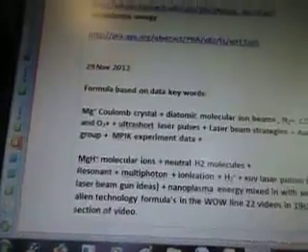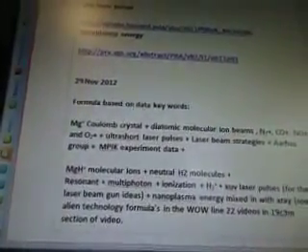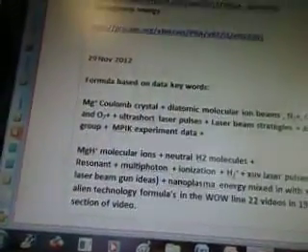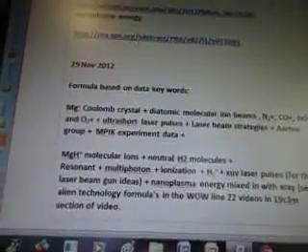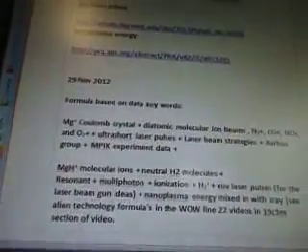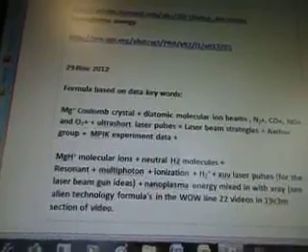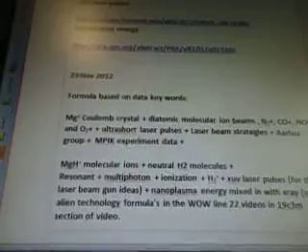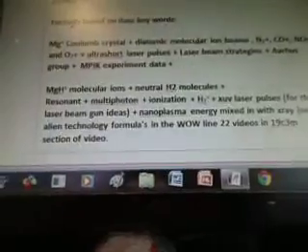So November 29th, the formula based on the data keywords. Okay, Mg+ Coulomb crystal, diatomic molecular ion beams N2+, CO+, NO+, NO2+, ultra-short laser pulses. Laser beam strategies, Aarhus group, MPIK experiment data. MgH+ molecular islands, neutral H2 molecules, resonant multiphoton ionization H2+, XUV laser pulses for the laser beam gun ideas, nanoplasma energy mixed in with X-ray, see alien technology formulas in the Wildline 22 videos, in 19C3M section of video.